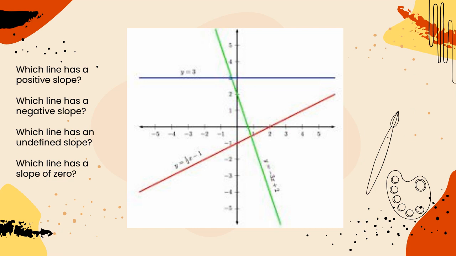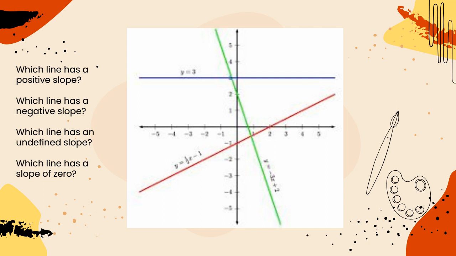Okay, so do this one on your own. Which line has a positive slope? Which line has a negative slope? Which line has an undefined slope? And which line has the slope of 0?